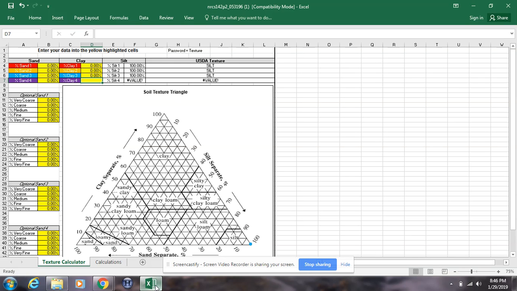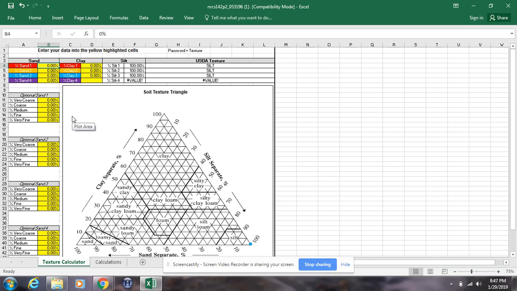And this spreadsheet is the one that's up there in Classroom. You can download it. It's actually an NRCS spreadsheet they use for soil texture triangles. And it's really, really, really cool. I mean, every now and then you run into some spreadsheets that just really make you feel good. And this is one of those spreadsheets.